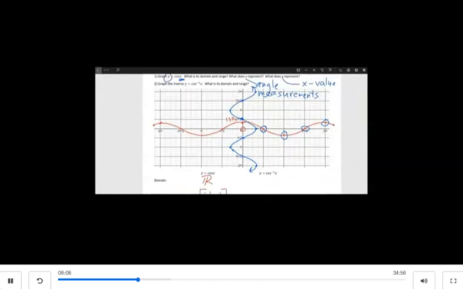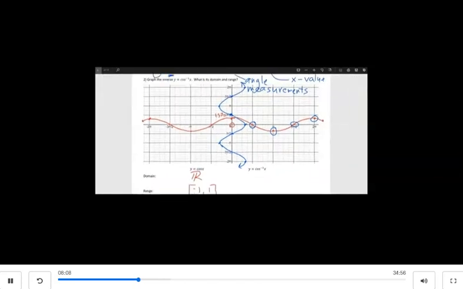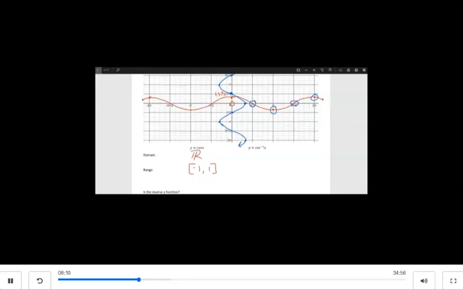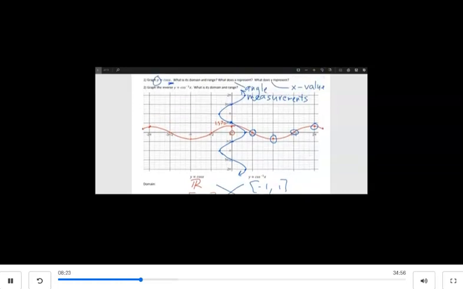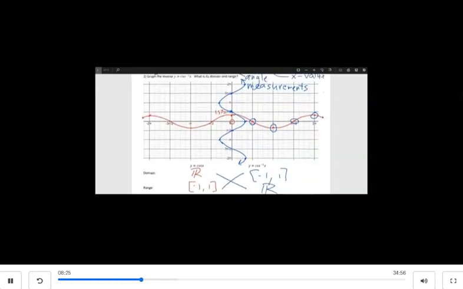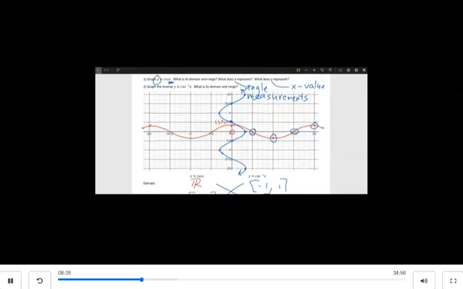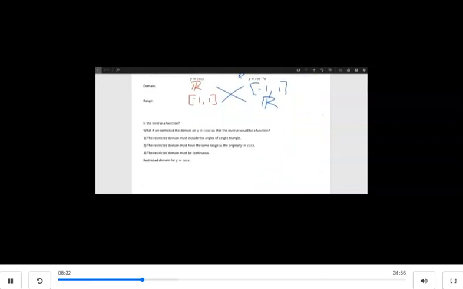So we can ask domain and range. Hopefully you will understand that the domain is negative 1 to 1 and the range is all reals, because these have just switched places, just like with any other inverse. So now I ask you the question, is the cosine inverse a function? The answer definitely is no. It fails the vertical line test. So we know that's a no.